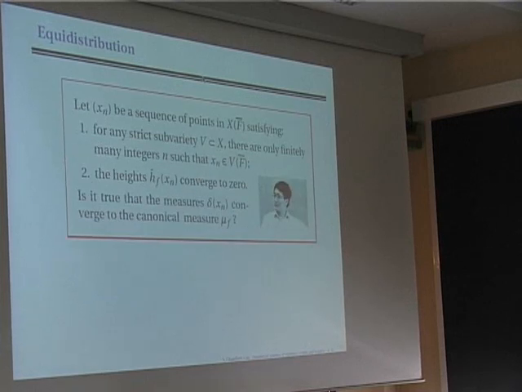And the equidistribution question is the following. If you take a sequence of algebraic points satisfying the following two assumptions, so I will read the second one first. So you assume that the height of this point goes to 0, and then you assume that for any strict subvariety V, there are only finitely many integers n, such that xn belongs to V. So I will comment on that later. So then, granting these two assumptions, is it true that the measures delta of xn converge to the canonical measure mu f?